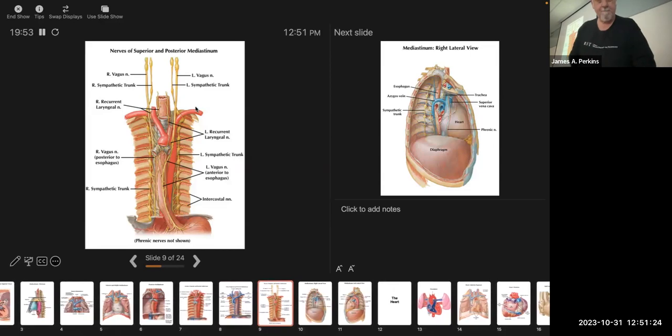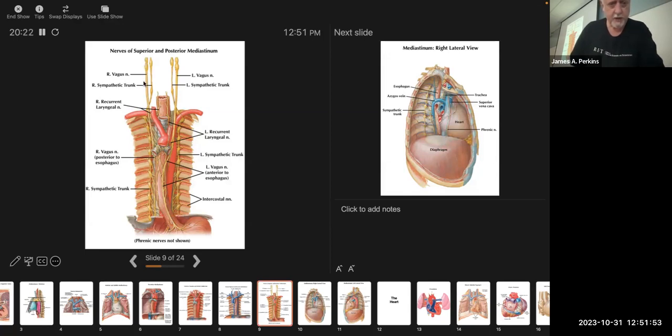Okay, some nerves in this area, most of which we've already talked about. So we've got the vagus nerves. Again, the left vagus is going to come down and cross the aortic arch, where it's going to give off the left recurrent laryngeal nerve, which will then travel back up through the neck up to the larynx. And then the left vagus ends up lying on the anterior surface of the esophagus before passing into the abdomen.